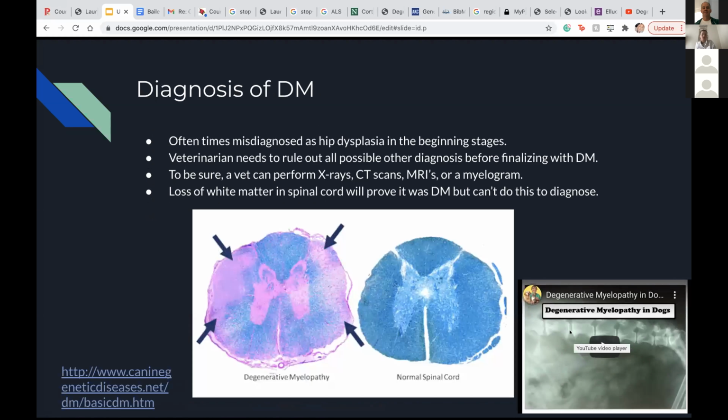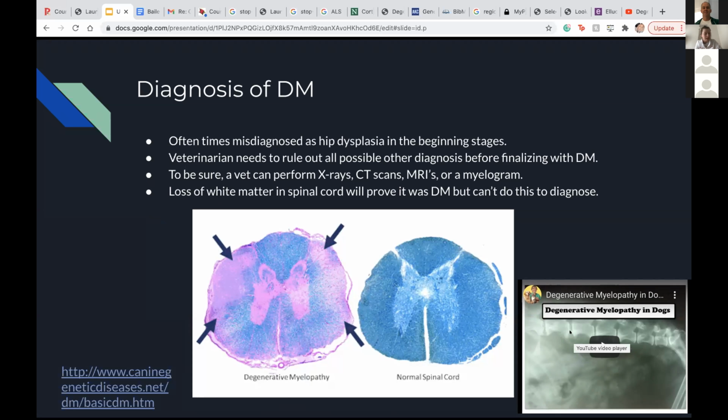So diagnosis of DM is extremely, extremely crucial because it is such a deadly disease. Most people actually misdiagnose hip dysplasia in the beginning stages. Not most people, I should say, but a lot of veterinarians will. Especially because, like I said, they're present in German Shepherds, and German Shepherds are really well known for having issues with their hips and having hip dysplasia, or any large breed dog. Same goes for boxers, like I mentioned before too.